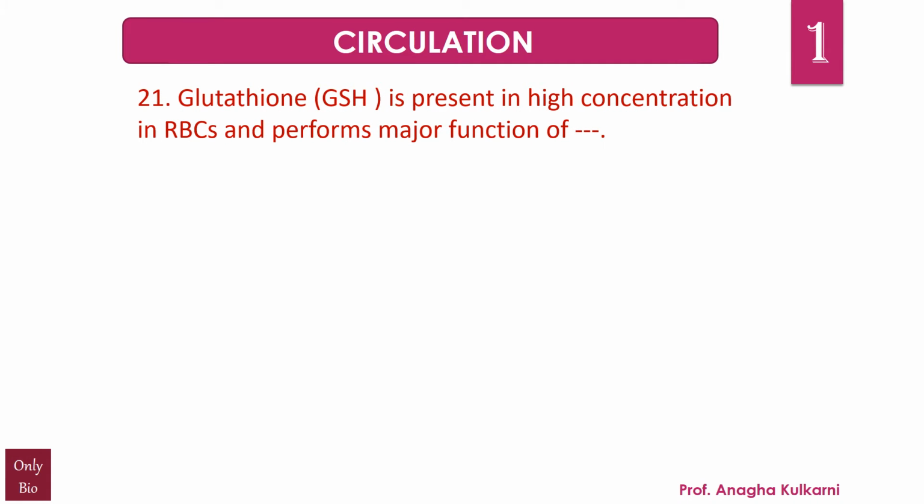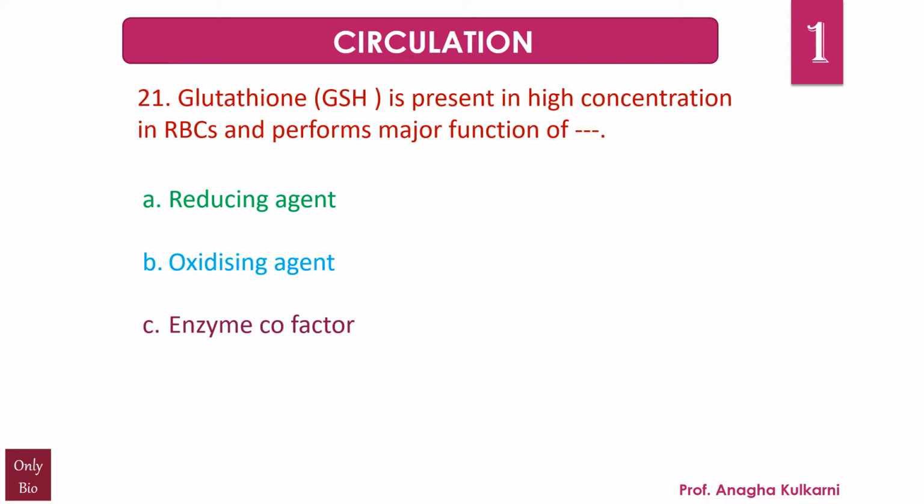Question number 21. Glutathione, that is GSH, is present in high concentration in RBCs and performs the major function of dash. A. Reducing agent. B. Oxidizing agent. C. Enzyme cofactor. D. Oxygen coupler. And the correct answer for this question is C. Enzyme cofactor. So glutathione is present in high concentration in RBCs and it acts as an enzyme cofactor.